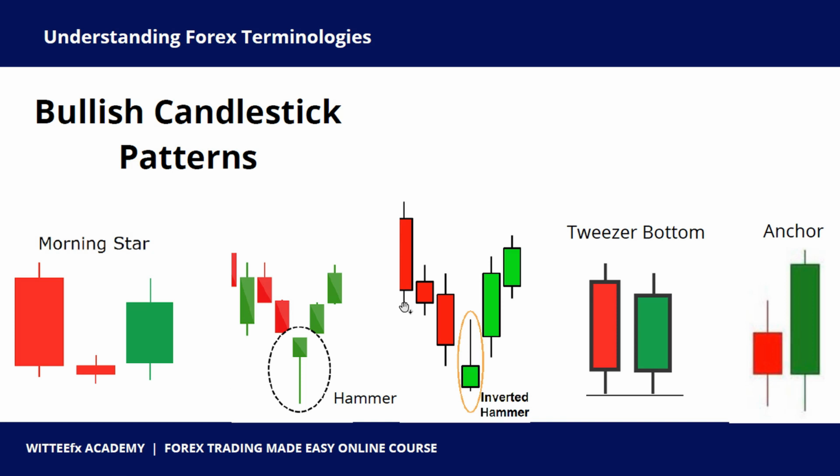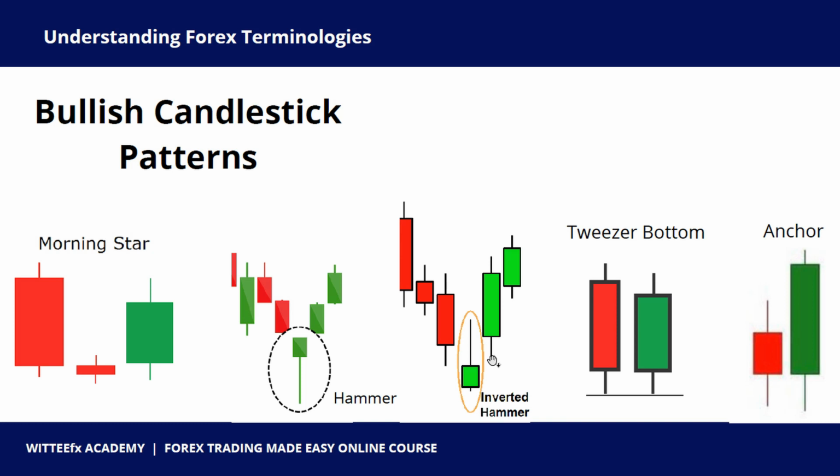And next we have the inverted hammer. The inverted hammer looks like the hammer, except that it is the same candle turned upside down, and this also appears at the base of price. So when you see this at the lower part of the price, then you know that most likely price is about to start buying. Next we have the tweezer bottom or the bullish railroad.